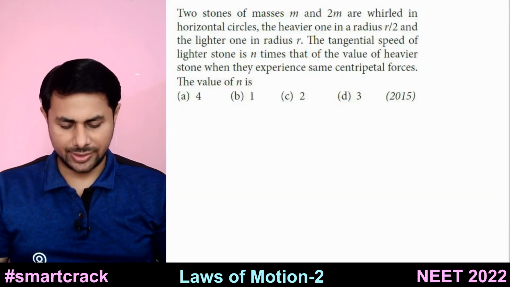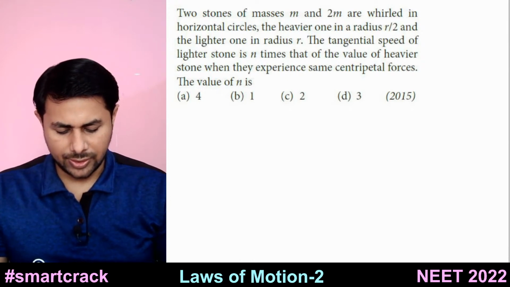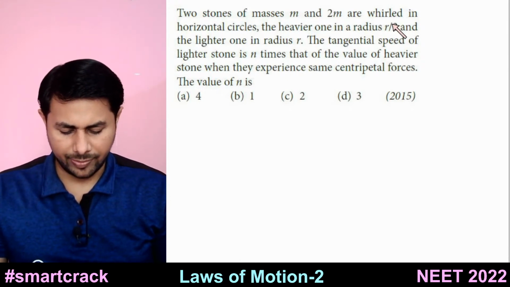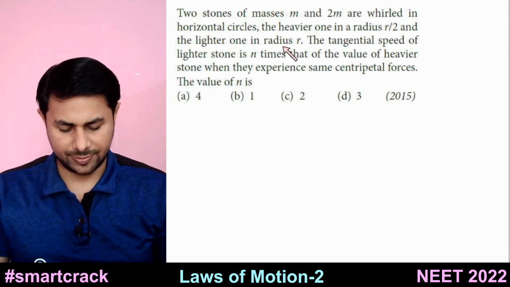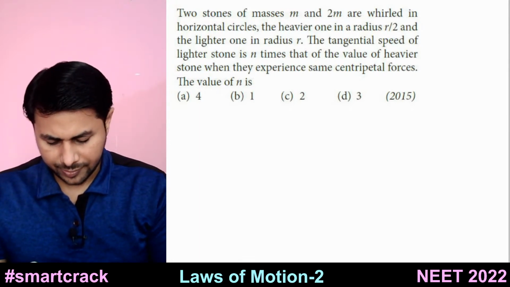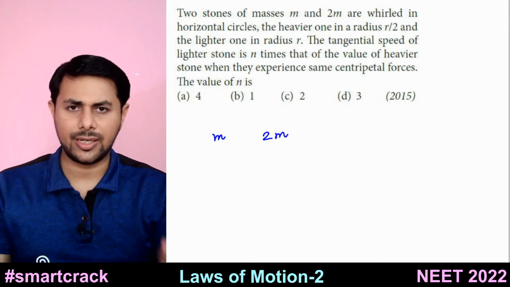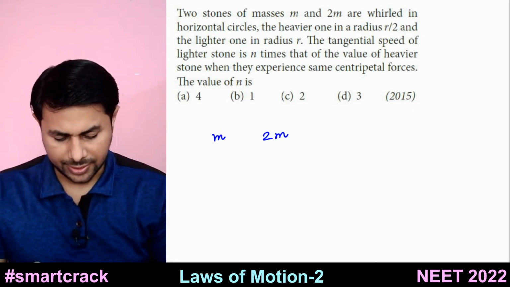Let's move on to the next problem. The next problem is: two stones of mass m and 2m are whirled in horizontal circles. So there are two stones. One has mass m, the other one has mass 2m, and they are whirled in horizontal circles.